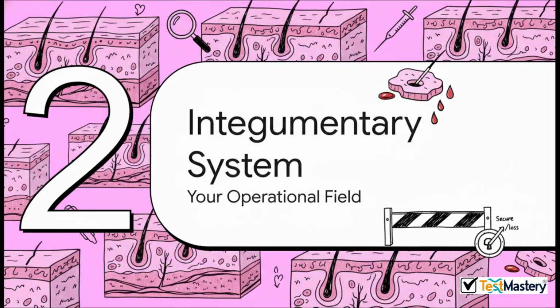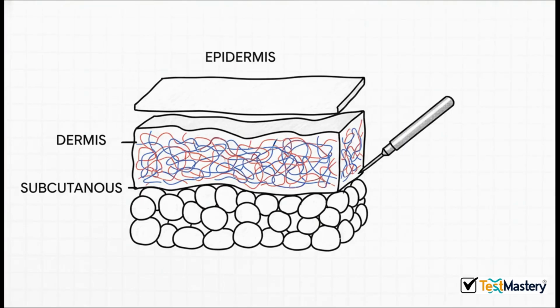All right, let's move into our first deep dive, the integumentary system, the skin. I want you to think of it as your canvas. It's the place where the quality of your sample is either guaranteed or lost before it even makes it to the lab. Understanding these 3 layers is, well, it's non-negotiable.